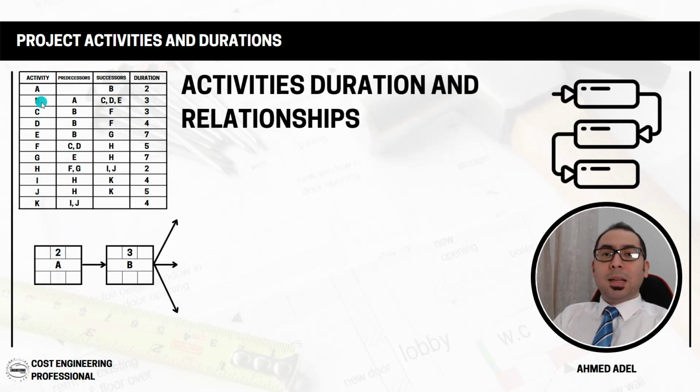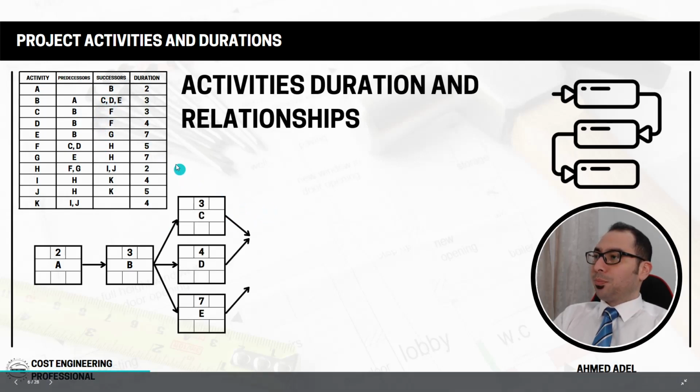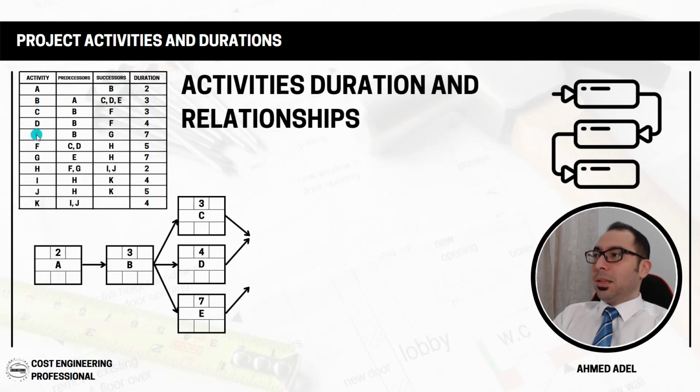Now let's go to the second activity, which is activity B. For activity B, the predecessor is A. So this is B, and before B we have A, and the successor is C, D, and E. So I have 3 activities here that will come after activity B, which are C and D and E. And the duration of activity B from here, that's 3 days. So we just put activity B with the duration and these 3 arrows for C, D, and E. Now let's put C, D, and E, and the duration is 3, 4, and 7. So C, D, E, 3, 4, 7.